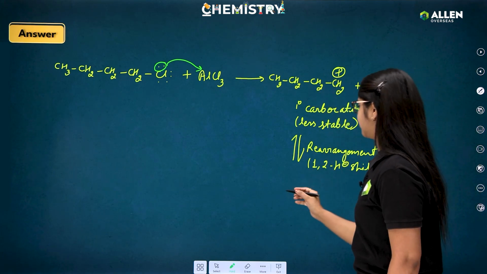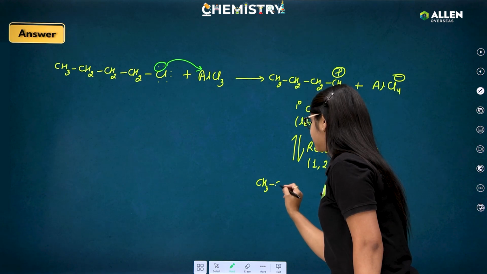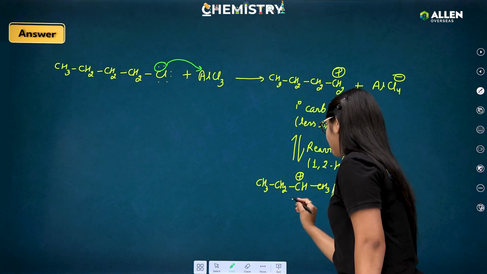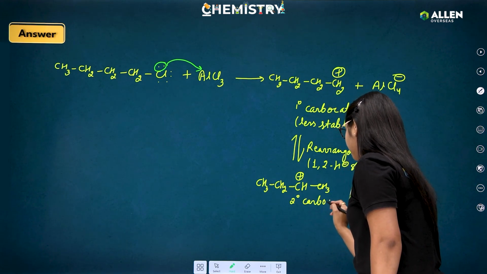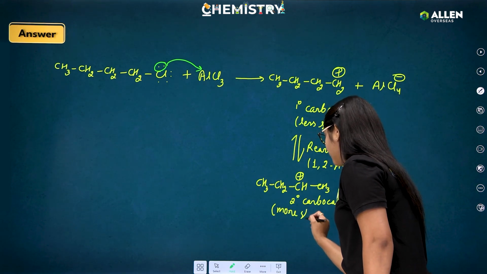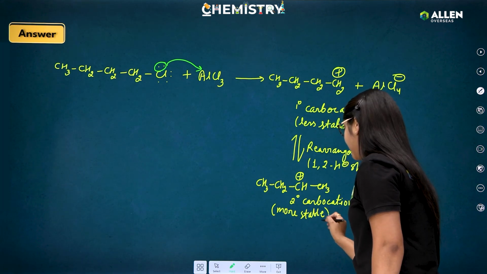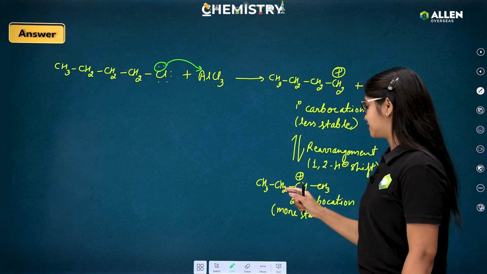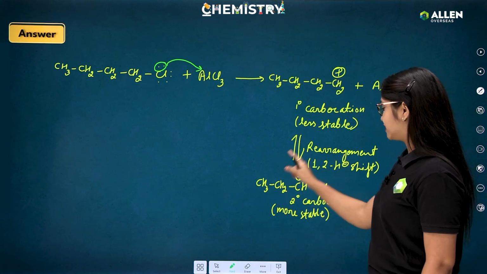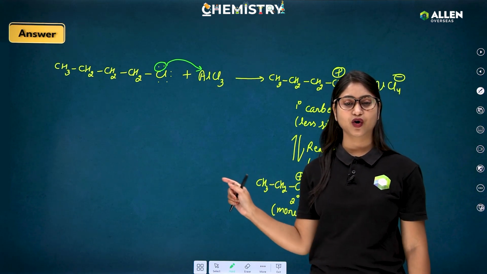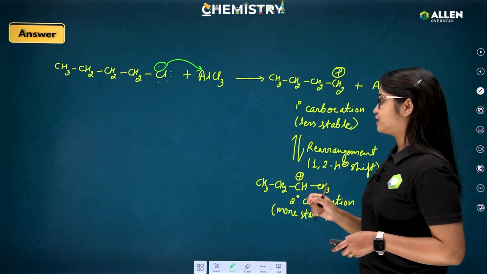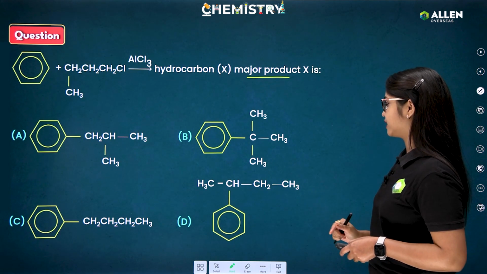After this 1,2 hydride shift, what we will get? CH3, CH2, CH positive and CH3. So this is the 2 degree carbocation, which is comparatively more stable. After this, more rearrangement is not possible. This is the most stable carbocation which we can get from this compound. So now this 2 degree, more stable carbocation is going to attack the benzene ring, and then an aromatic electrophilic substitution reaction will take place.